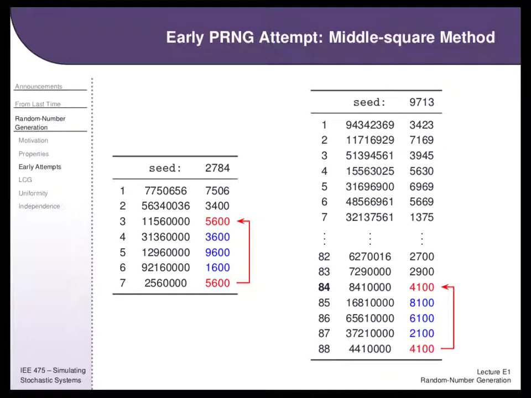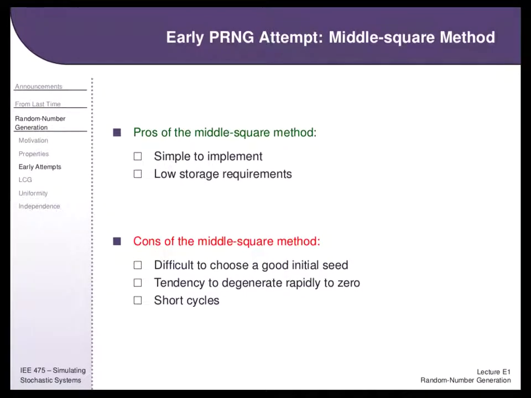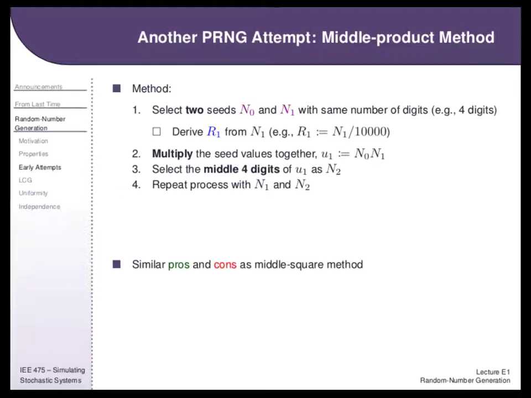So it might even be hard to detect, but eventually you're going to get to a point where if you run your simulation long enough, you get the same interarrivals over and over and over again, even though early on you had a good outcome. So that was no good. It's simple to implement, and you only have to store these 4 digits. But it's difficult to choose a seed. It tends to degenerate to 0 or produce short cycles. So that ended up being a bad method.